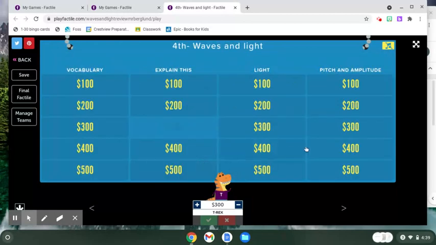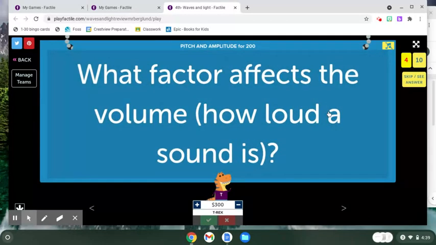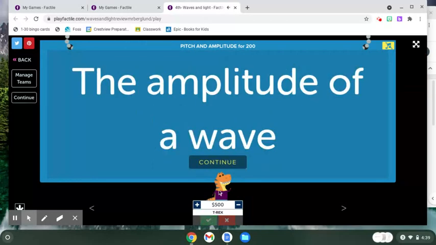Let's do pitch and amplitude for 200. What factor affects the volume or how loud a sound is? Think about sound waves and what factor affects the volume or how loud the sound is. I hope you said the amplitude of a wave.